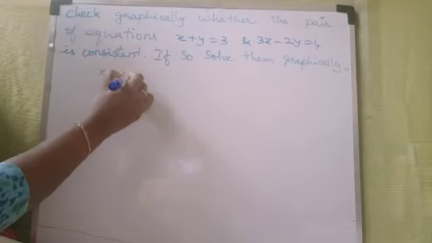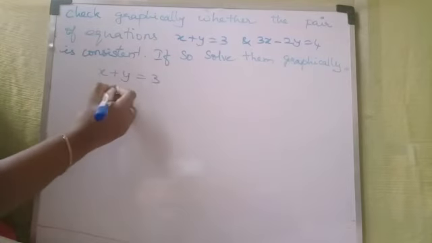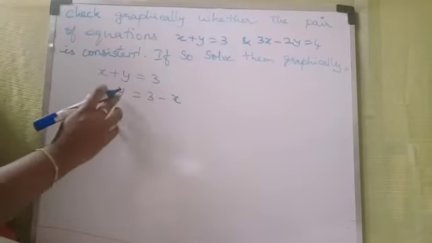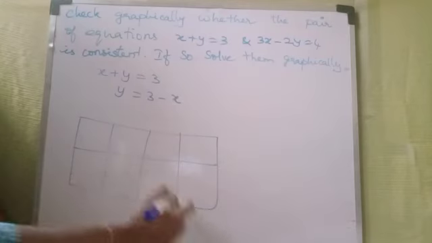Check whether the pair of equations is consistent. If so, solve them graphically. So the first equation is x plus y equal to 3. So let us have y on the left side. So y is equal to 3 minus x.